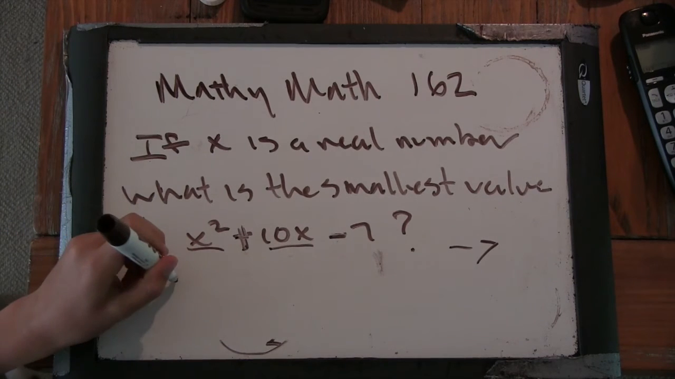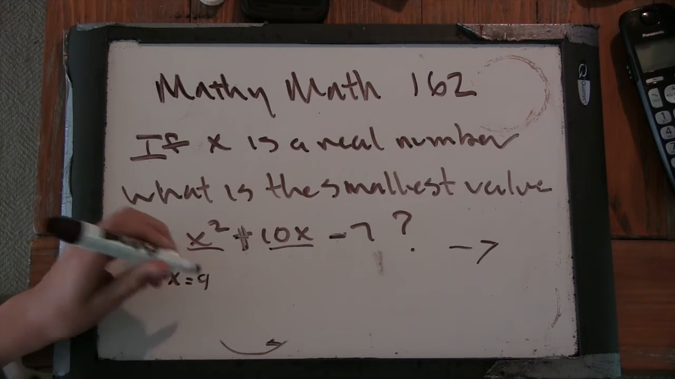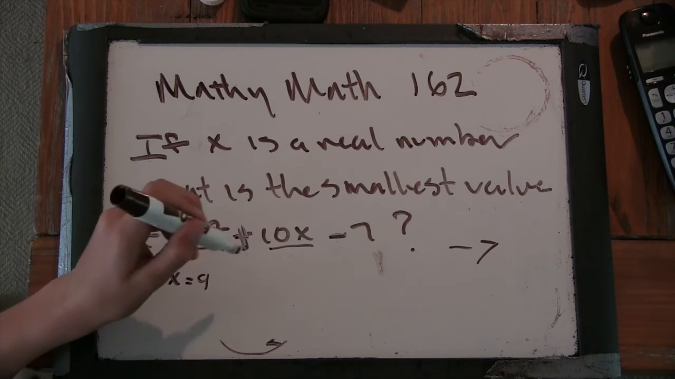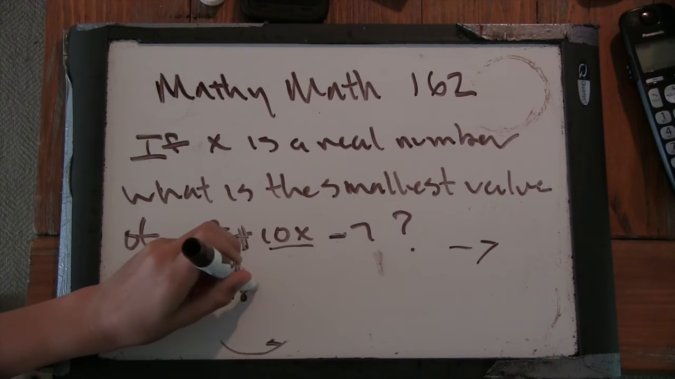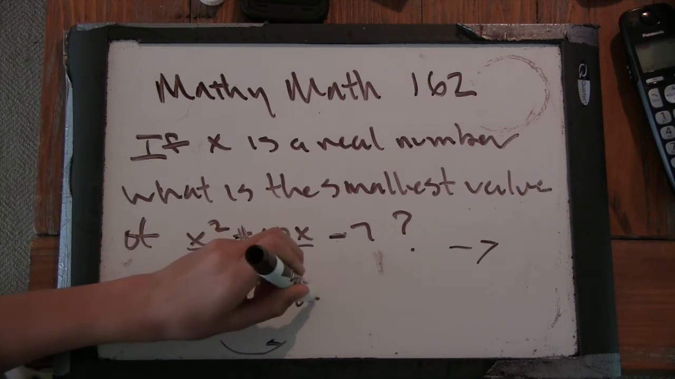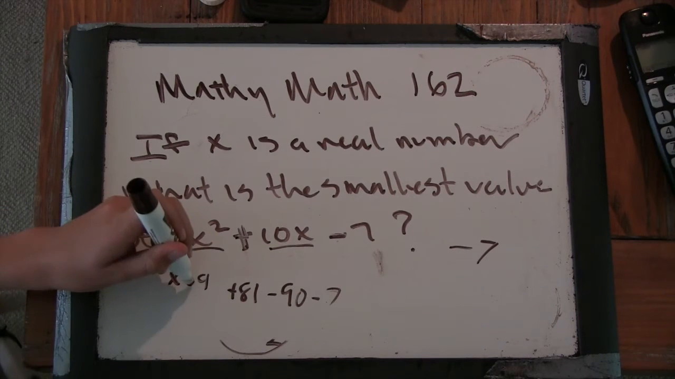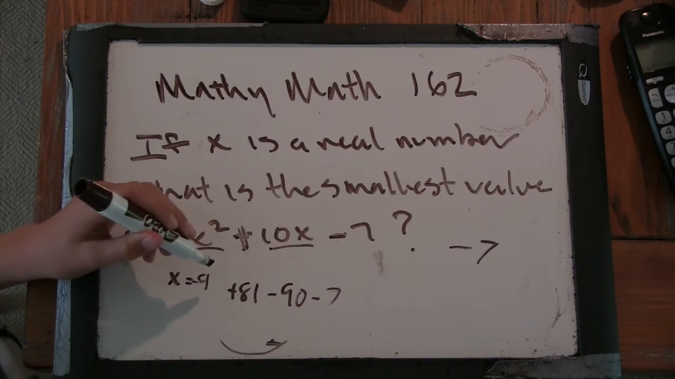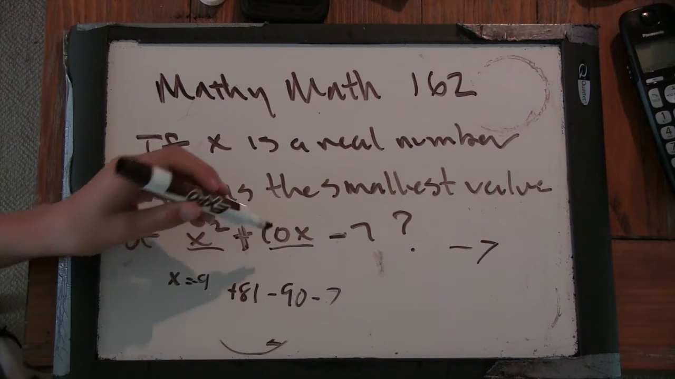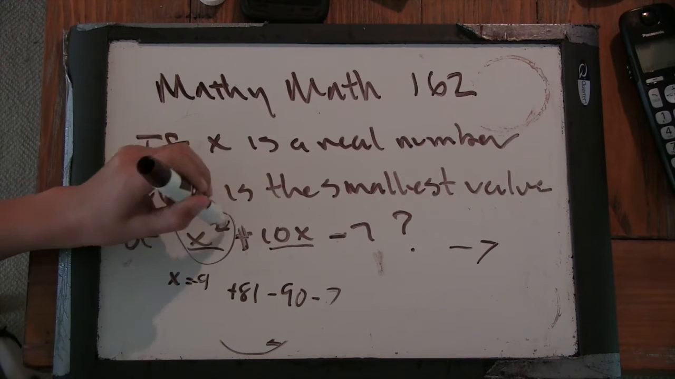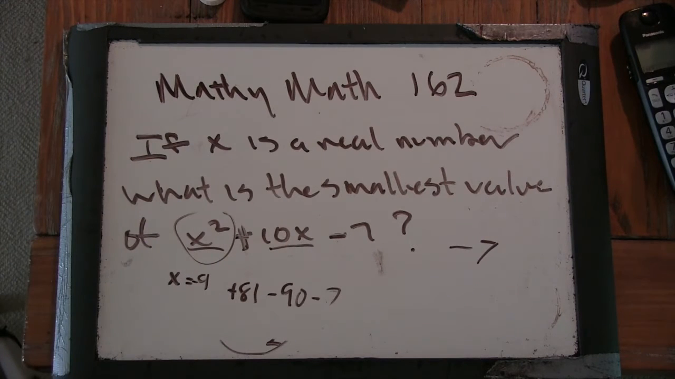x equals 9, that's the first integer that works. Okay. Where you have plus 81 minus 90 minus 7. Alright, why do you have plus 81 minus 90? Because x equals minus 9 is the first one that works. Because you have 10 times minus 9. Okay. And 81 here, and then minus 7.